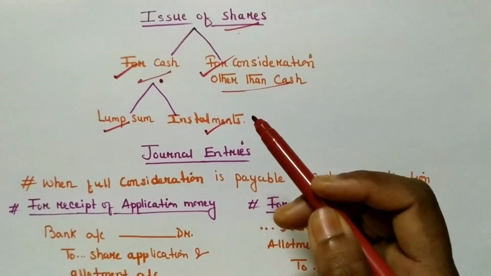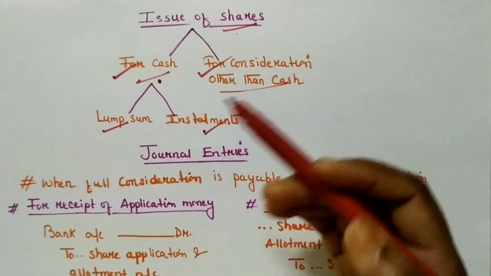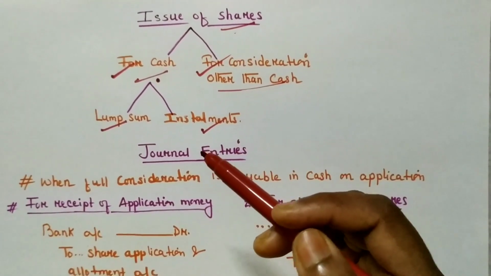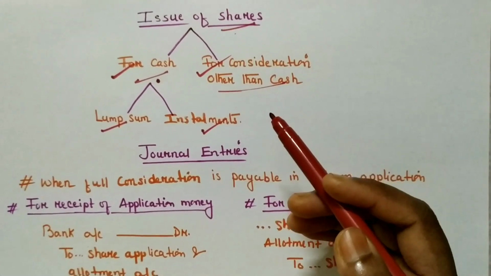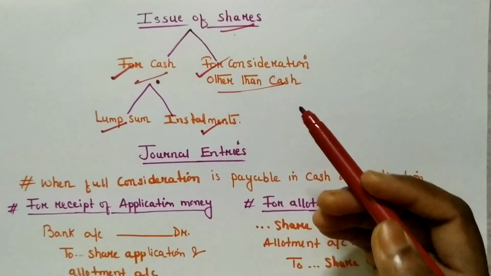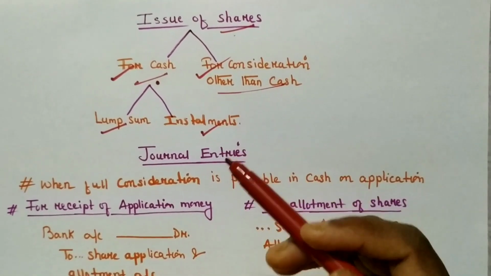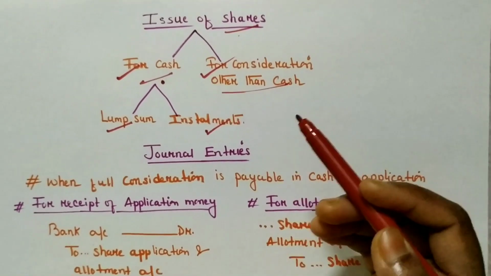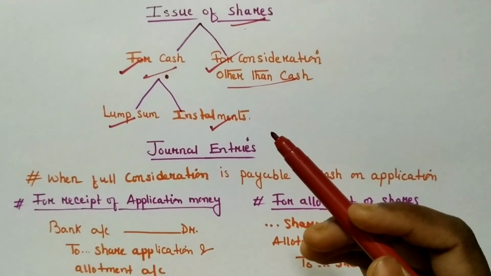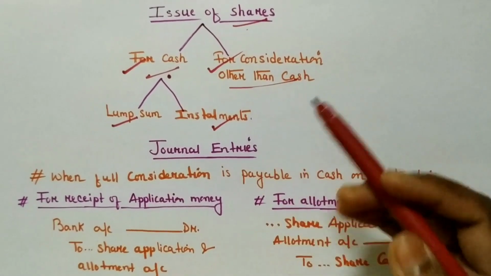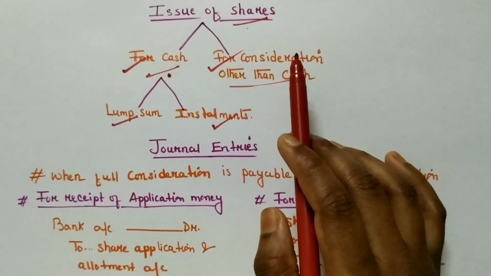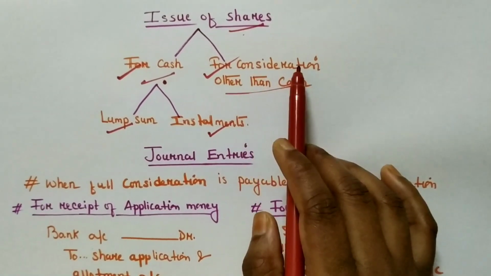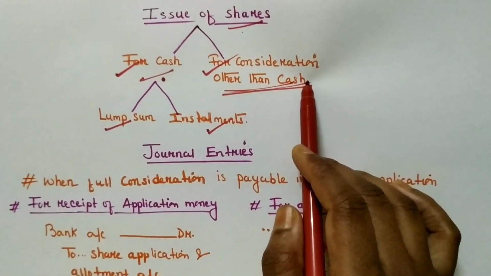Let's take an example to understand issue of shares for consideration other than cash. Assume that a company purchased some assets from a seller, and instead of making payment to the seller in cash, the company may allot shares in discharge of purchase consideration. Such issue of shares to the seller is known as shares for consideration other than cash.